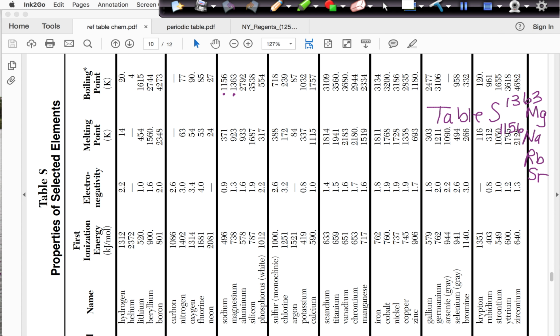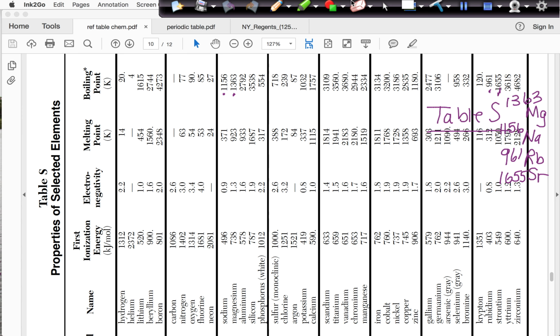For rubidium, which I think is on the note, here we go. For rubidium, we have a boiling point of 961. And for strontium, we have a boiling point of 1655. So we're looking all of this information up on table S.